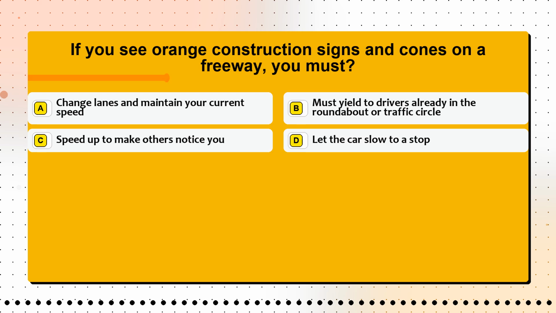Here are the options. Option A. Change lanes and maintain your current speed. Option B. Must yield to drivers already in the roundabout or traffic circle. Option C. Speed up to make others notice you. Option D. Let the car slow to a stop.